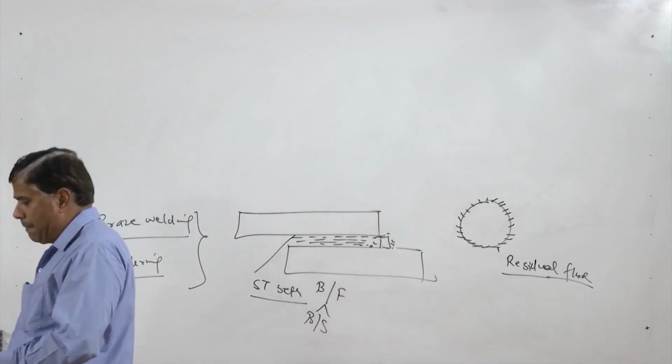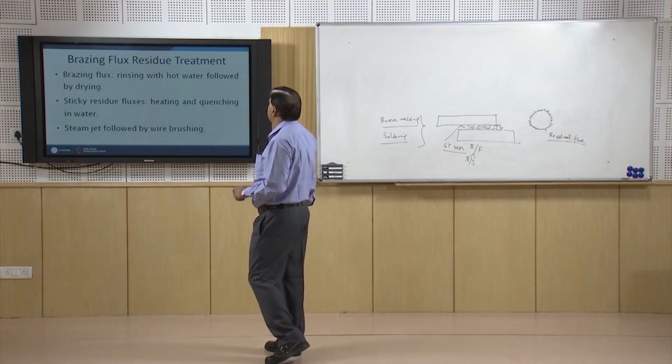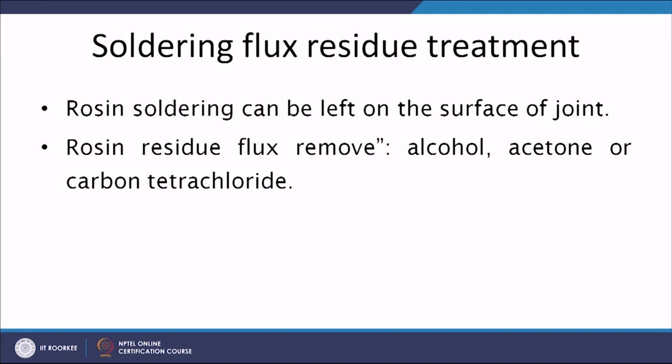So different methods are used for removal of the fluxes, like brazing fluxes are removed by rinsing with hot water followed by drying, and sticky residual fluxes are removed by thermal shock, like heating followed by water quenching, and steam jet followed by wire brushing is also used for removing the soldering fluxes. As for residue treatment, rosin soldering fluxes can be left on the surface because they are not considered to be corrosive in nature, and if the rosin fluxes are required to be removed, then alcohol, acetone or carbon tetrachloride can be used for this purpose.